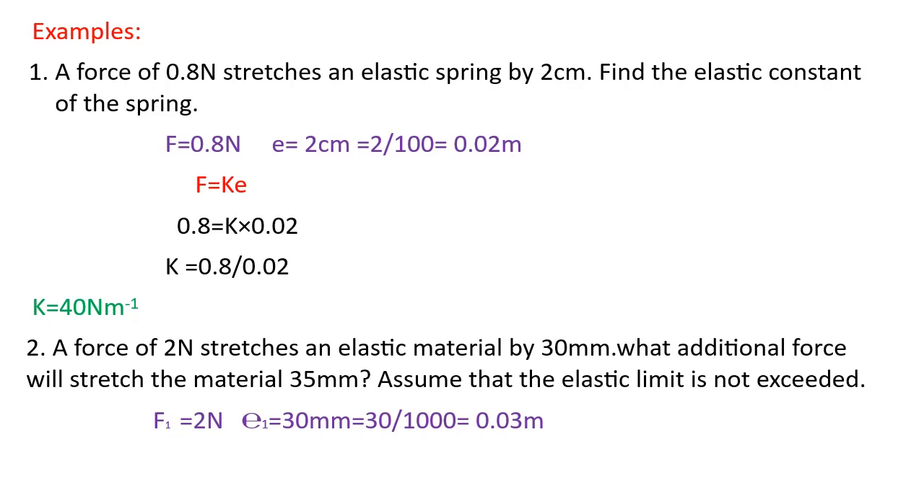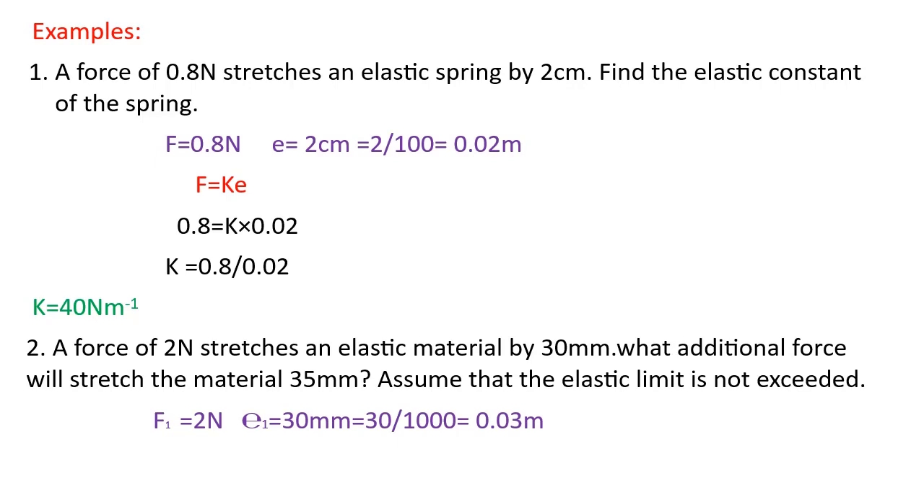Now the force, what do we have in the equation? We have the force. The first thing you do, write out what you have. The force is equal to 0.8 Newton. The extension E is equal to 2 centimeters. But the SI unit of length is not centimeter, but meter. So therefore you have to convert it to meter. Converting centimeter to meter, it will be 2 divided by 100, which is equal to 0.02 meter.